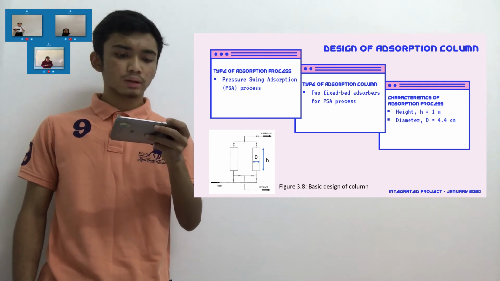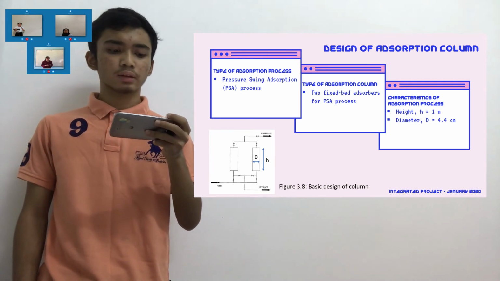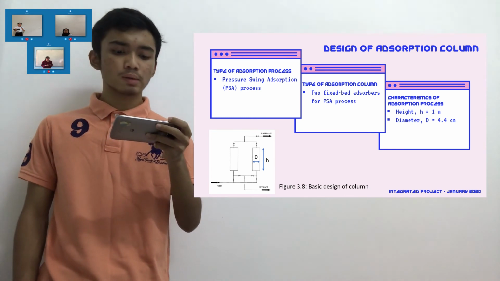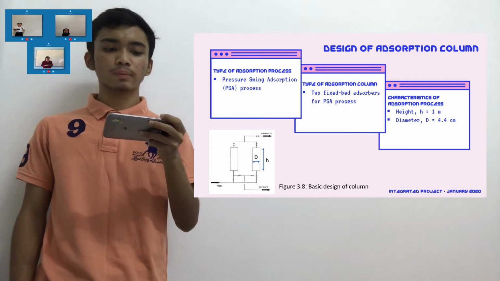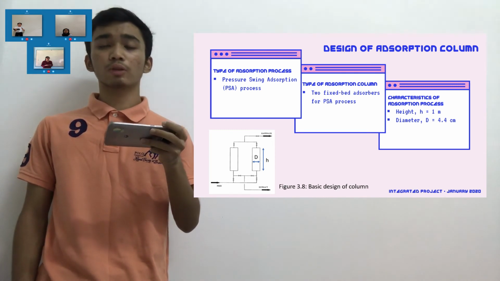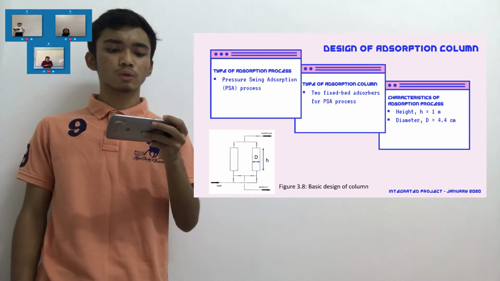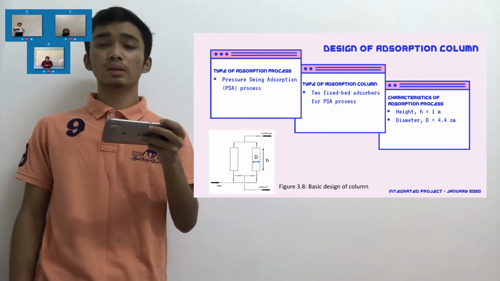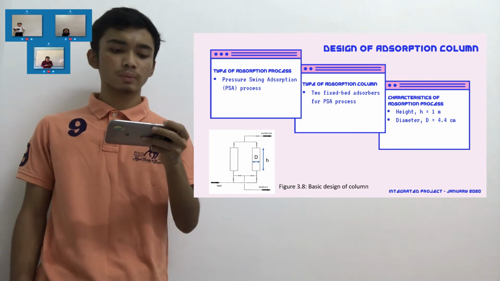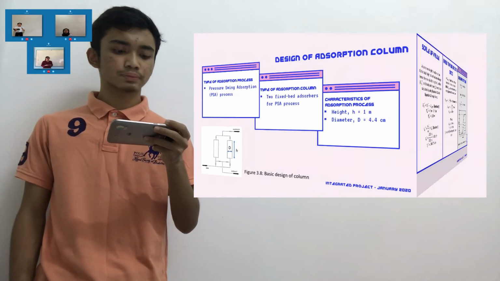As for the design of the adsorption column, we have chosen pressure swing adsorption as the type of adsorption process, known as the PSA process. For the type of adsorption column, as we can see in figure 3.8, we have chosen two fixed bed adsorbers for this PSA process. Therefore, the design parameters for the two fixed bed adsorbers are as stated in the slide, where the height of the column is 1 meter, while the diameter of the column is 4.4 cm.